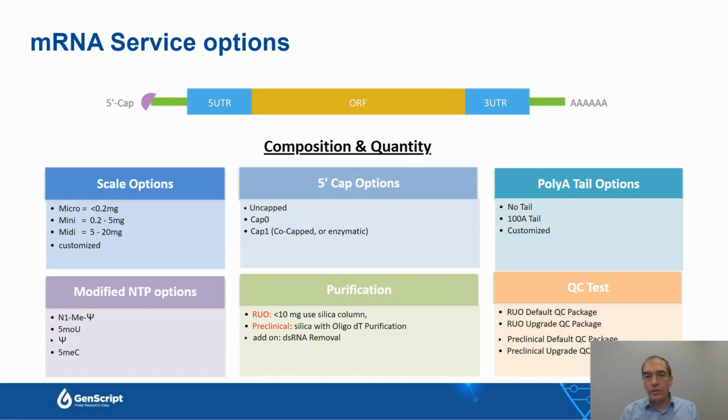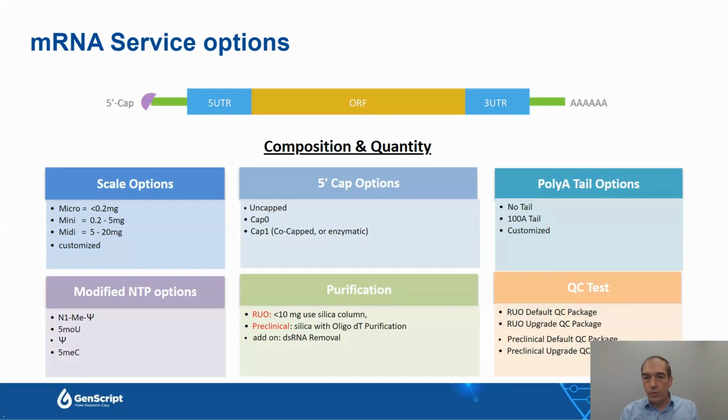So a little bit more detail on our mRNA service options. We can provide you scale-up options. We can produce micro, mini, and midi from 0.2 milligrams all the way to 20 milligrams of mRNA. We can also provide larger quantities, customized service.